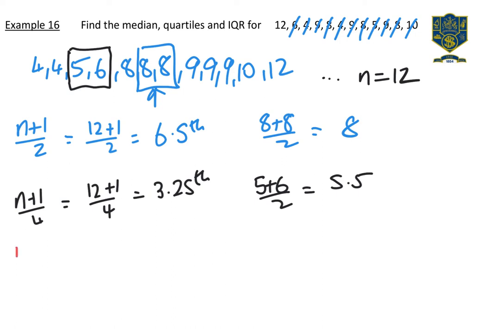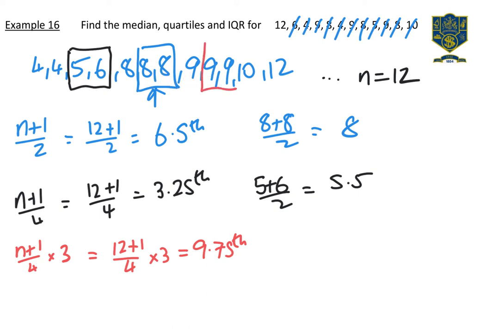To work out the upper quartile, let's say (n plus 1) over 4, times 3. It's 3/4 of the way through. So that's 12 plus 1 over 4, times 3, which is the 9.75th term. So again, we're going to look at the 9th term and the 10th term, and go halfway between those. So we've got 1, 2, 3, 4, 5, 6, 7, 8, 9, 10. So we're between the last two 9s. So we do (9 plus 9) over 2, which is 9.